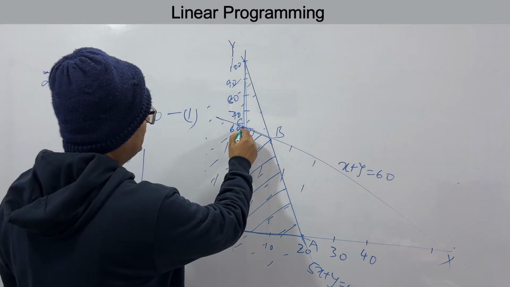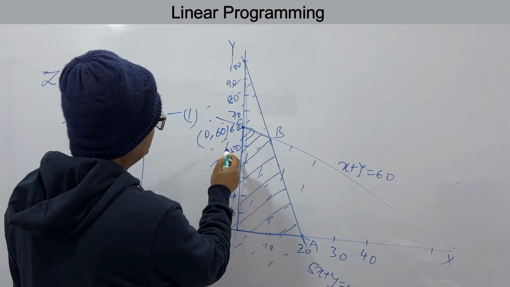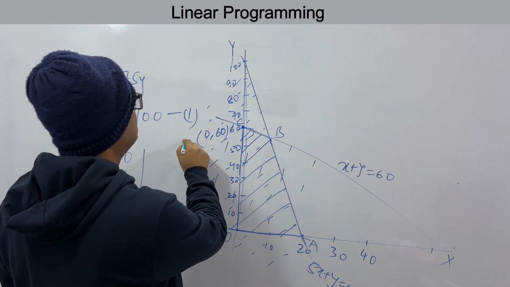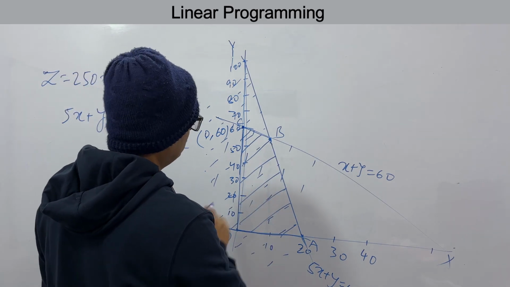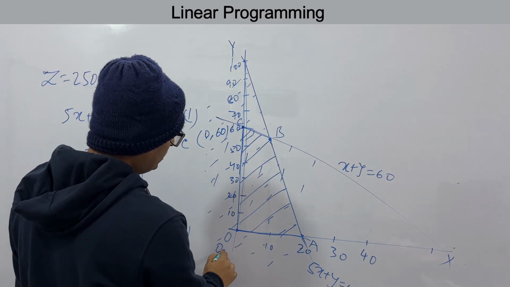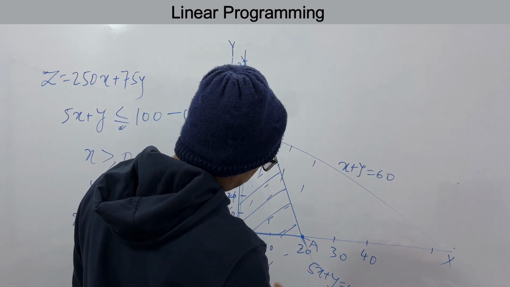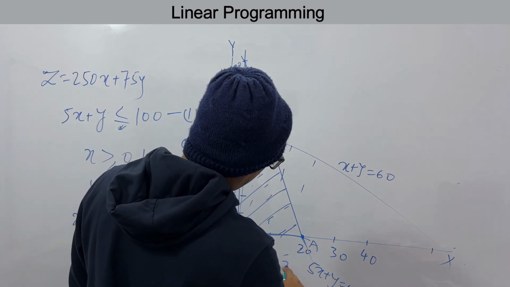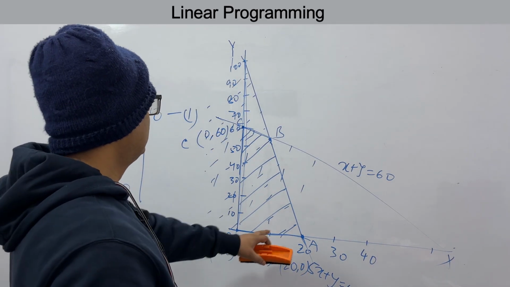So what are these points? This point is 0, 60. So our OABC. So C is 0, 60. What is this point? We'll see. What is O? 0, 0. What is this? This is 20, 0. So we have these 2 points.